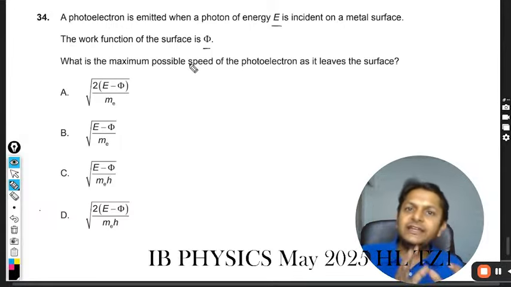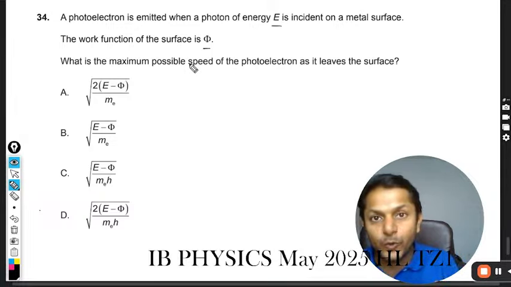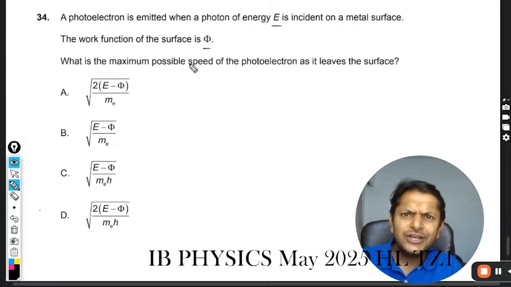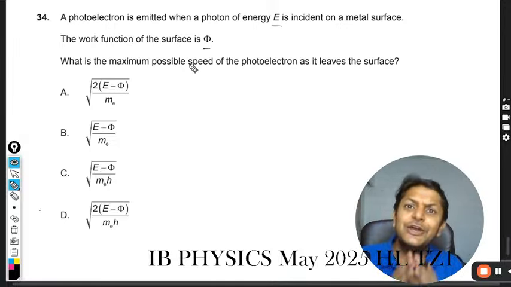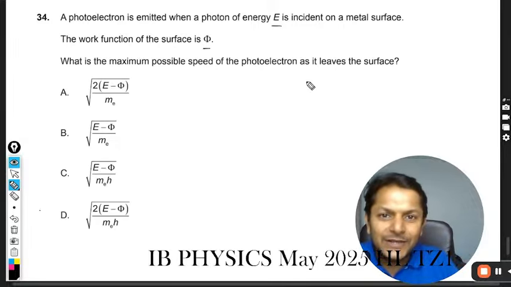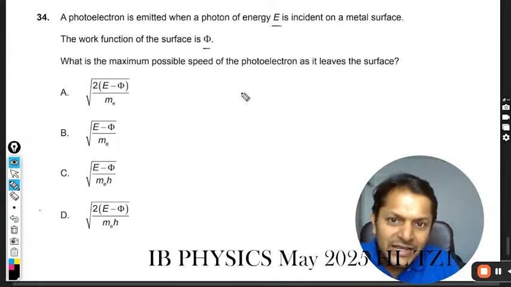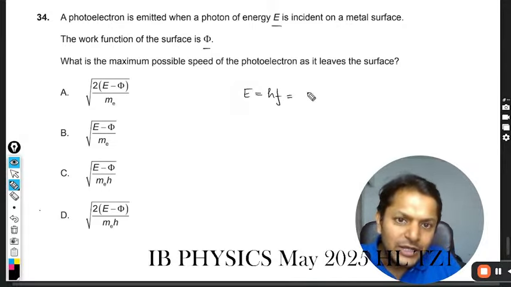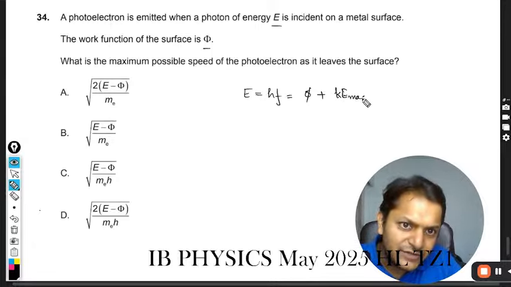So directly it is the application of the photoelectric equation, which was given by Einstein in 1905, for which Einstein got the Nobel Prize in physics, isn't it? Okay, so let us write that equation here. E is the total energy of the photon, which is hf, and this is equal to the work function plus the maximum possible kinetic energy of the electron.